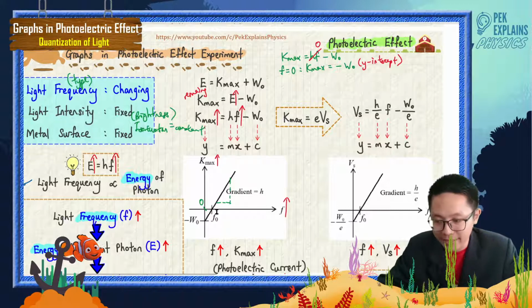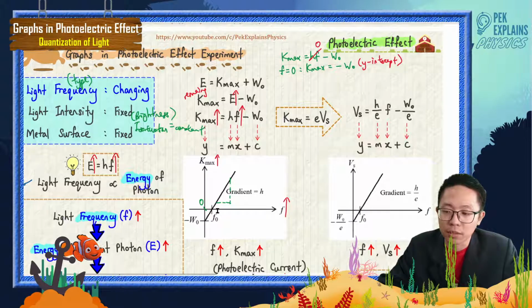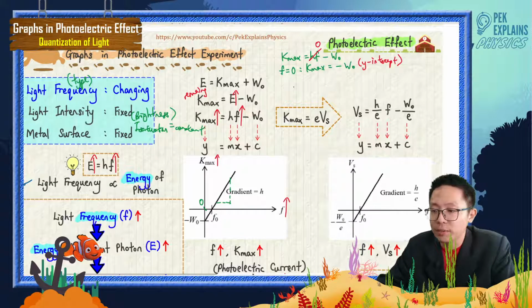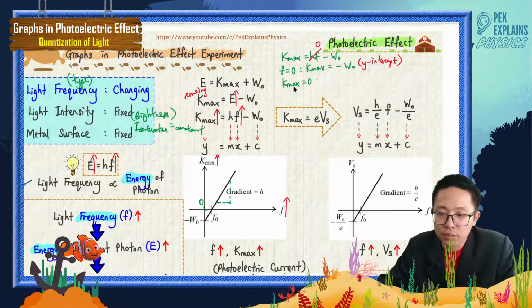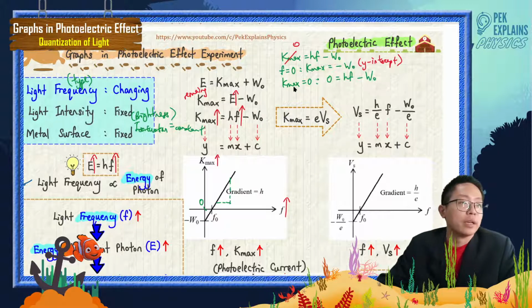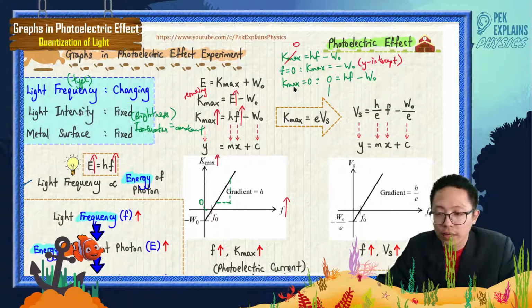Now, if I want to find the x-intercept, that means I need to substitute Kmax equal to 0. So what do I get? 0 equals hf minus work function. So hf is equal to the work function, isn't it?